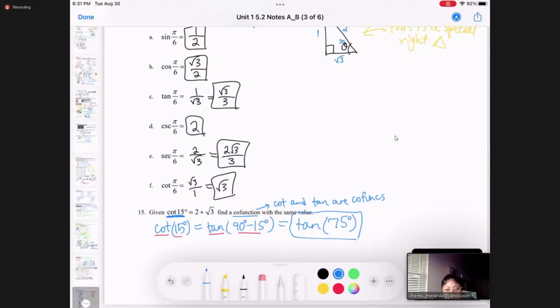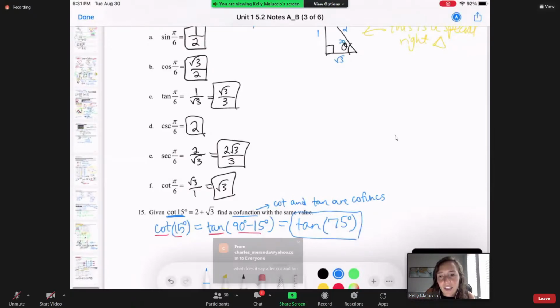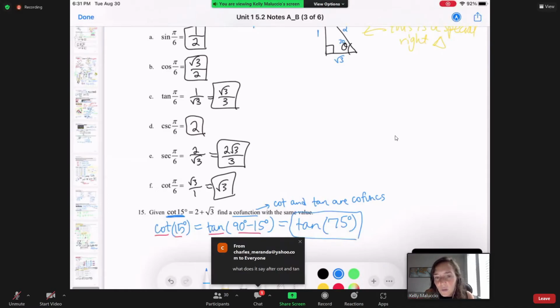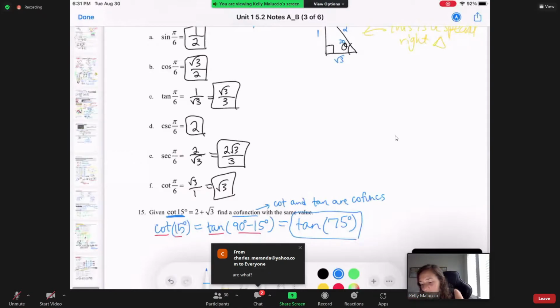Oh, question? Sorry. Yeah. Your audio is pretty tough to hear, it's like cutting in and out. What does it say after cotangent? Oh, sorry. I abbreviated the word cofunctions. So cofuncs is what I wrote.